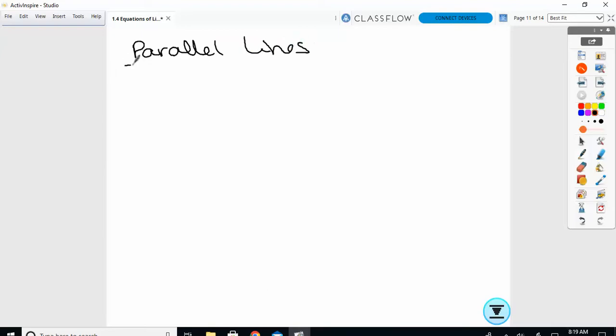Parallel lines. What's true for lines to be parallel? Same slope. It's just two lines that never intersect. Two lines are parallel if they would never intersect. The only way that happens is if they are the same steepness. So parallel lines have the same slope.